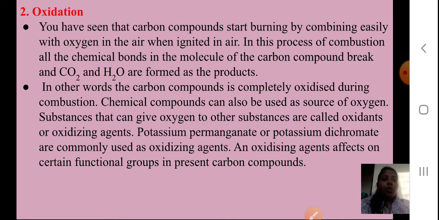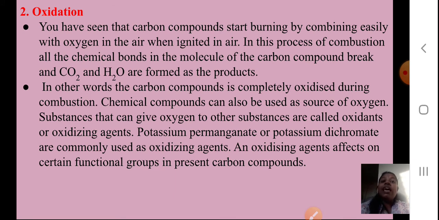Now oxidation. What is oxidation, students? You have seen that the carbon compounds start burning by combining easily with oxygen in the air when ignited in air, right? In this process of combustion, all the chemical bonds in the molecule of the carbon compound break and CO2 and H2O are formed as the products. Yes, we have seen, everywhere you are getting the formation of carbon dioxide and water, right? In other words, the carbon compound is completely oxidized during combustion.